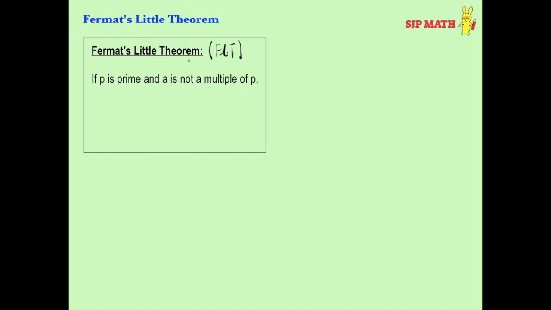So Fermat's little theorem, FLT, states that if p is a prime number, and a is a number that is not a multiple of p, then by Fermat's little theorem, a to the power of p minus 1 is congruent to 1 modulo p. And so yeah, that's Fermat's little theorem. It's a pretty interesting theorem actually.